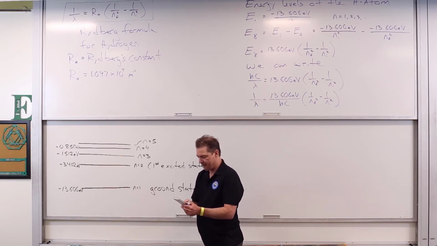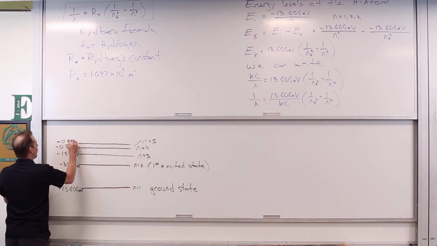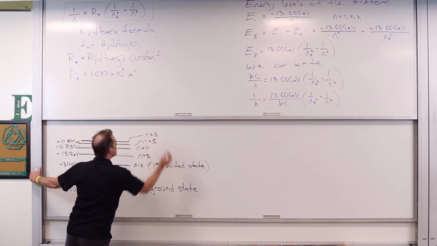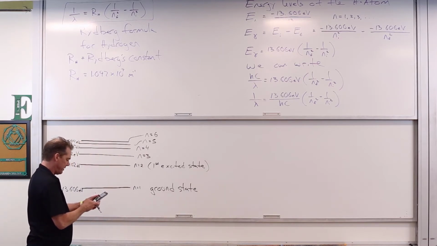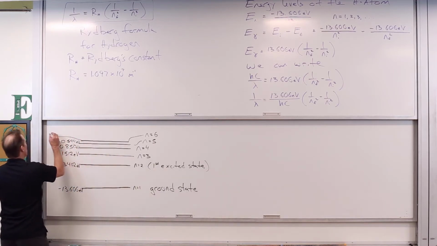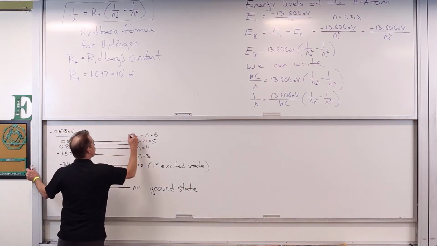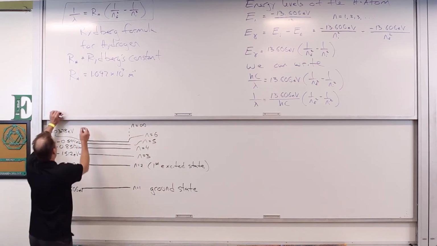But anyways, n equals 5: 13.606 divided by 25 gives us negative 0.544 electron volts. We'll do one more. N equals 6. We could keep on going, but they get too close together. 13.606 divided by 36 gives us negative 0.378 electron volts. And then this keeps going up to n equals infinity.